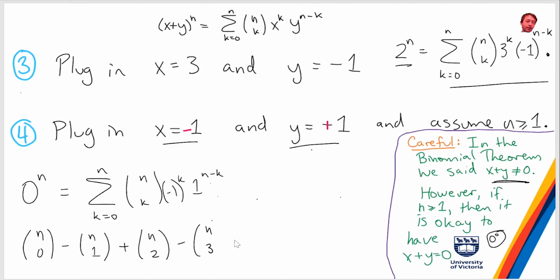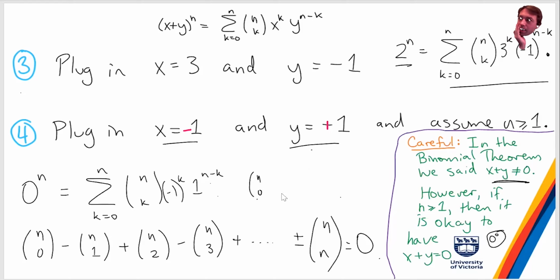Right, and this is just an alternating sum of binomial coefficients. So it's n choose 0 minus n choose 1 plus n choose 2 minus n choose 3, plus minus up to, so it depends on whether n is even or odd, but you either get plus or minus n choose n. And what we're saying is that this equals 0, which is kind of cool, right?